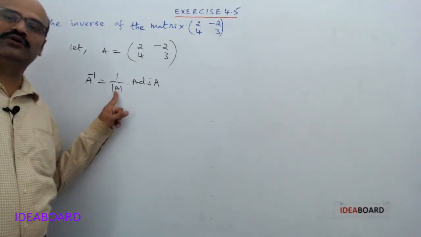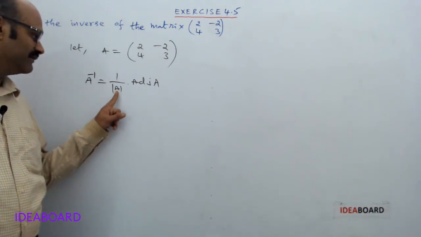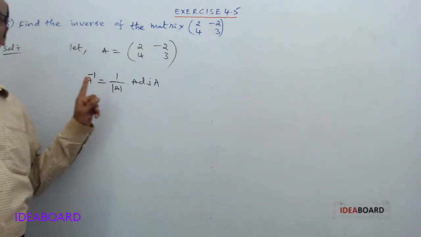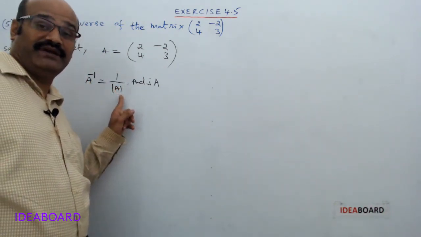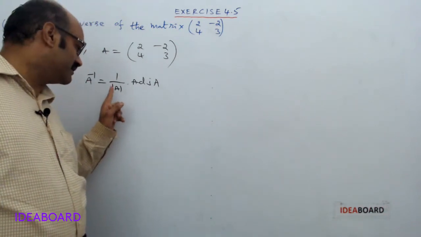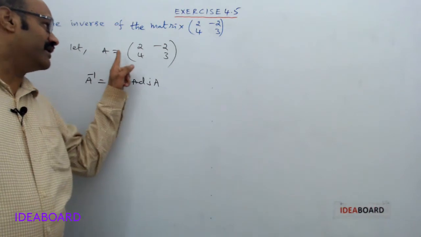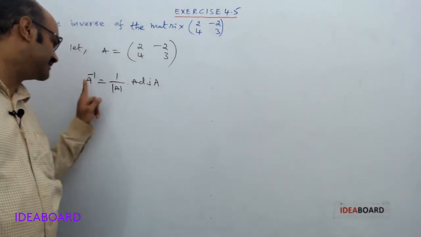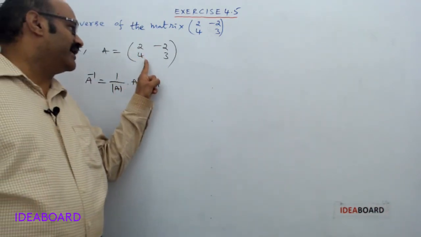If det A equal to 0, then the inverse does not exist. If det A not equal to 0 only, the inverse exists. If det A equal to 0, that matrix is said to be a singular matrix. If det A not equal to 0, that matrix is said to be a non-singular matrix. Whenever the given matrix is non-singular, then only the inverse of the matrix exists. Now, first we have to find det A here.